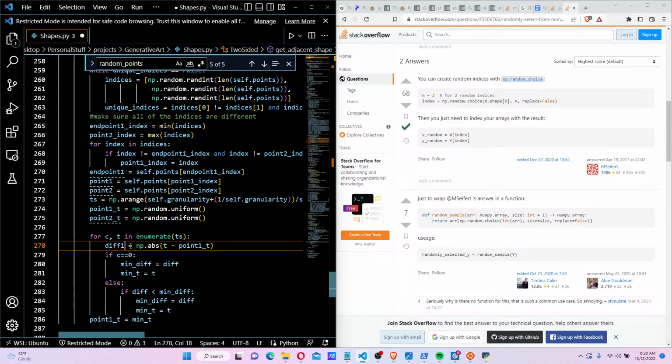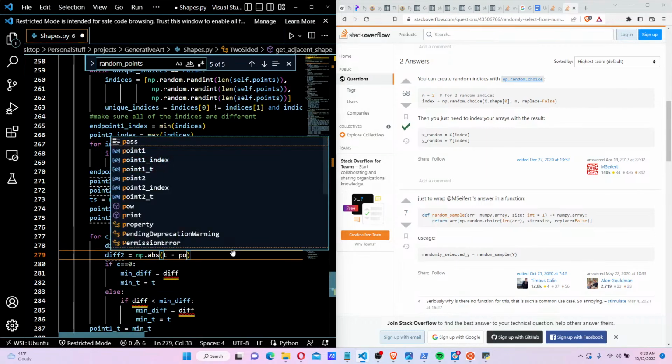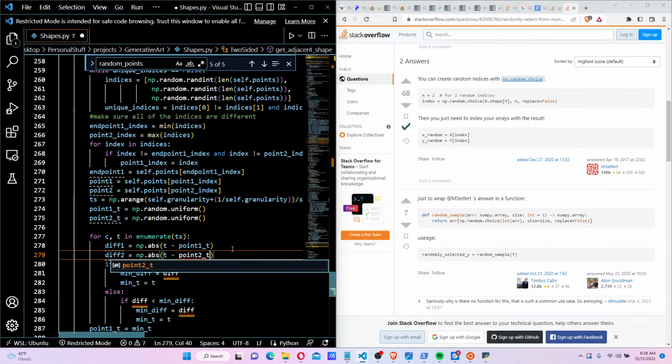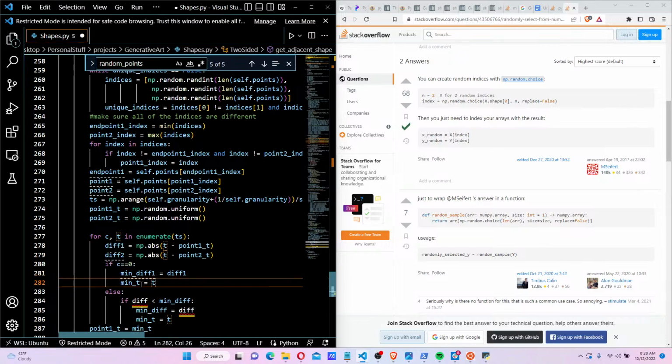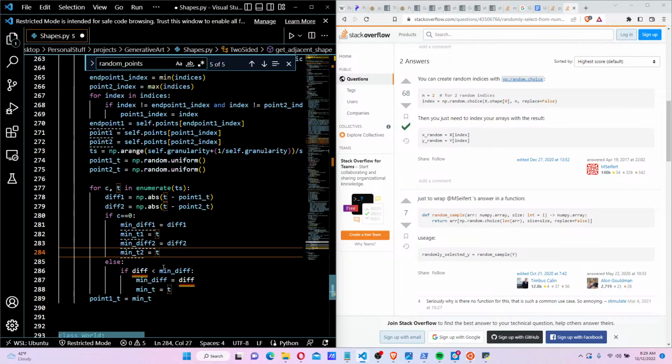So then we could have diff1 is t minus 0.1t, and then diff2 is equal to the absolute value of t minus 0.2t. Okay, min diff1 is equal to diff1, min t1 equals t1. Copy that. Min diff2 is diff2, min t1 is t1. Oh, it's just t. And then min t2 is t. That's if c equals 0.